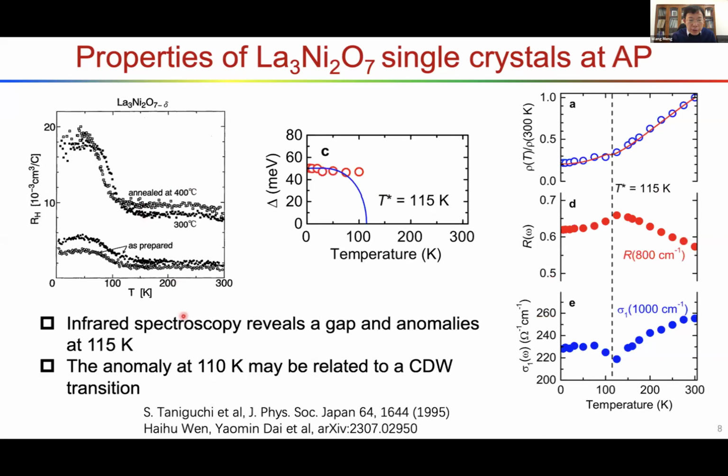But later on, Professor Wen's group measured the sample with infrared spectroscopy, and they observed a gap opening below 115 Kelvin. Also, the reflectivity shows a kink at this temperature. I think they are consistent with the very early Hall measurements, and there's an anomaly at around 100 Kelvin. So this anomaly at 110 Kelvin may be related to a charge density wave transition or some changes of the Fermi surface.